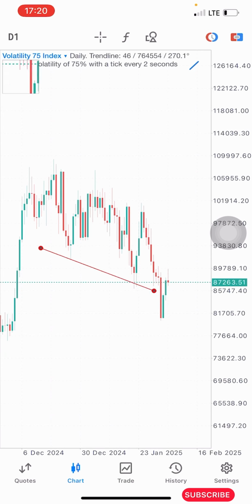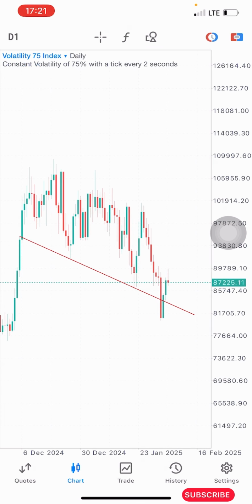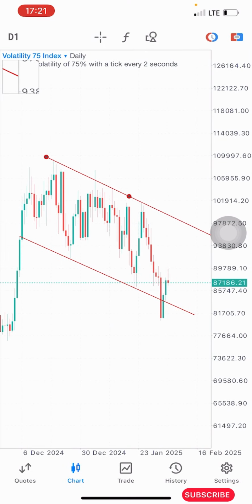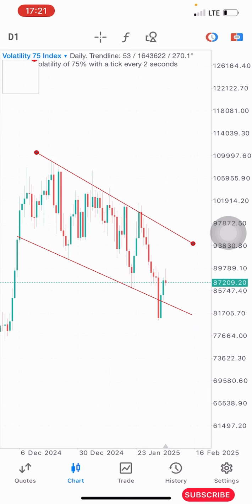Now I try to mark the bottom part first, but it doesn't really matter, I just want to know what the market is doing. After this, I'll mark this area again, the top. Now the market is kind of making sense to me.